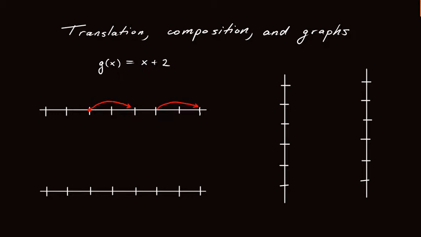Another one would be where you actually subtract. So you could have g of x is equal to, say, x minus 3. So what would this do? This would translate to the left 3 units. So if we started here, then we'd move along the number line the other way. So these are examples of translations.